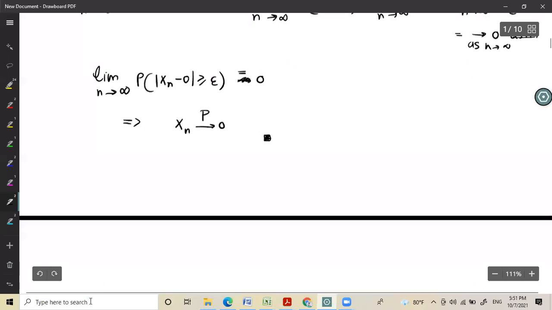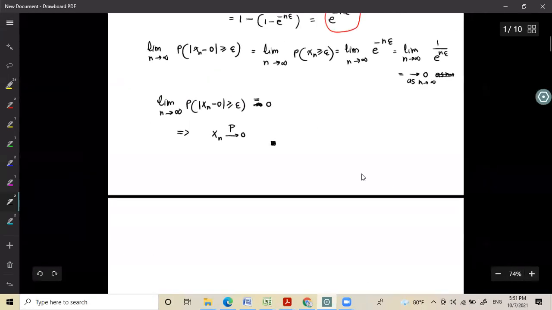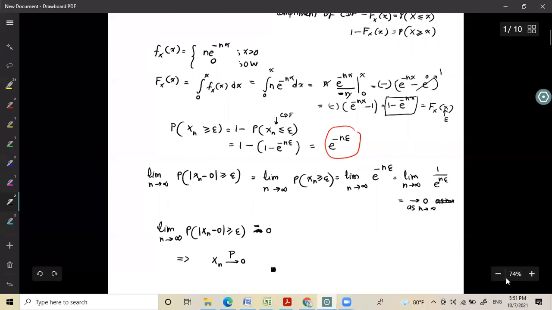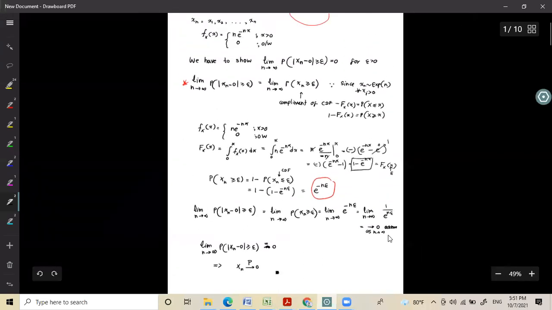Okay, so those are the steps you have to follow. Is this clear to all of you, the steps we did? Any questions from this example?